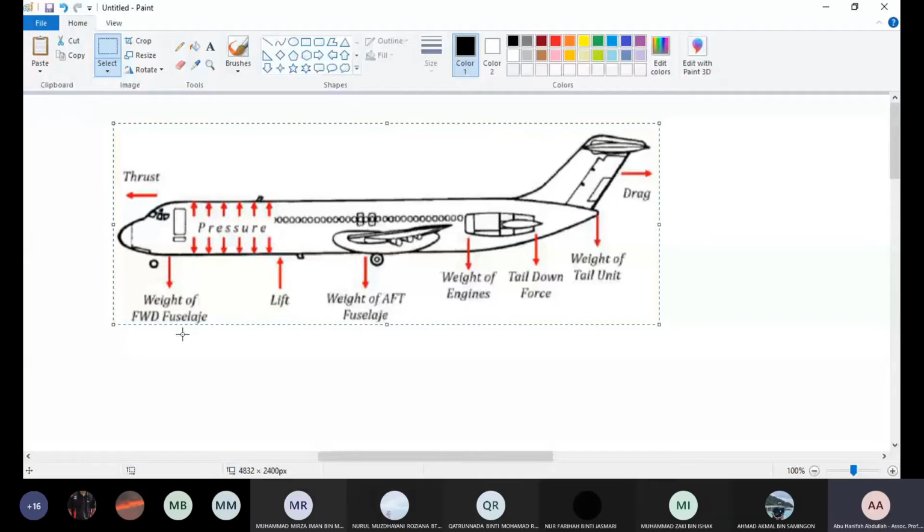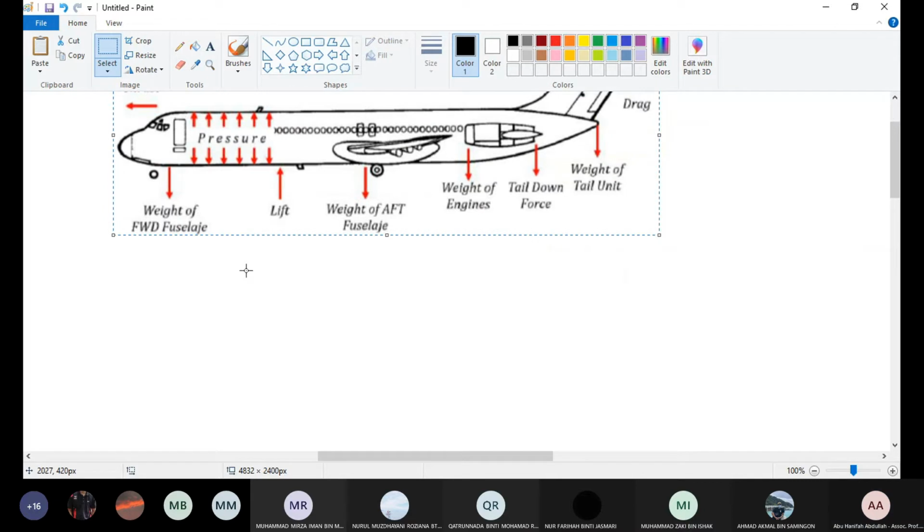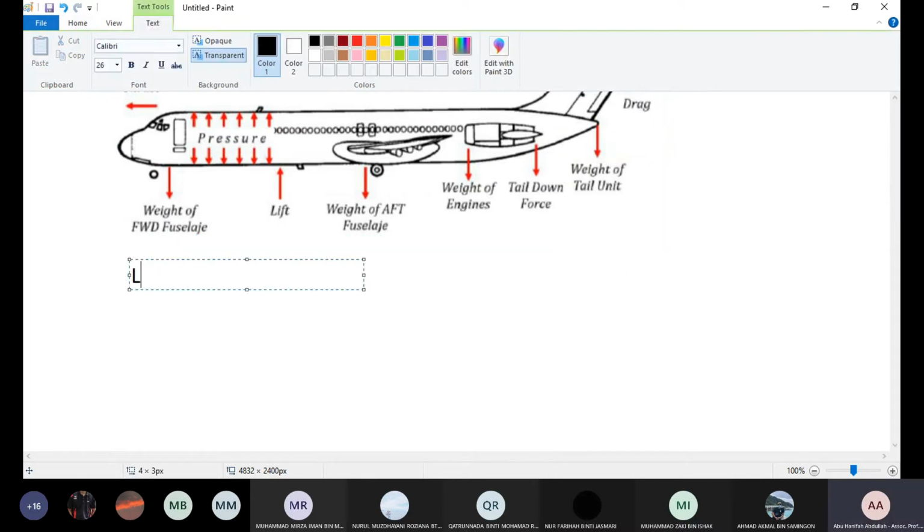Okay, this is what you see. This is an aircraft. The aircraft is loaded with many things. We have drag, we have thrust, we have pressurization, we have all the load due to the weight of the aircraft, due to the engine. It's loaded everywhere. So what we have in the aircraft are loads, which equal forces.